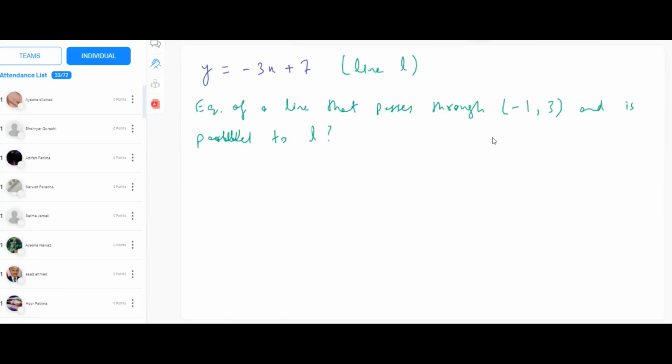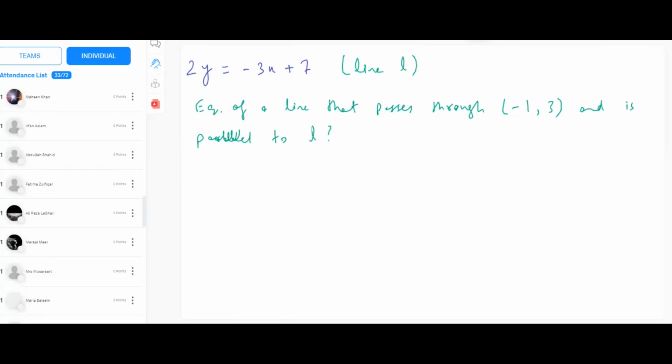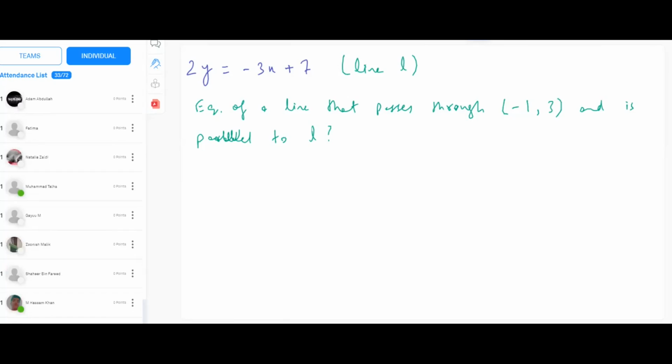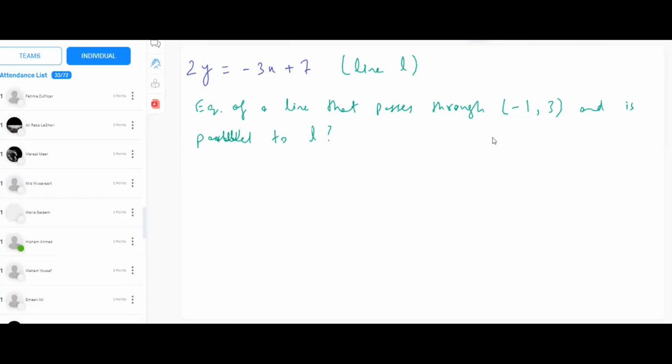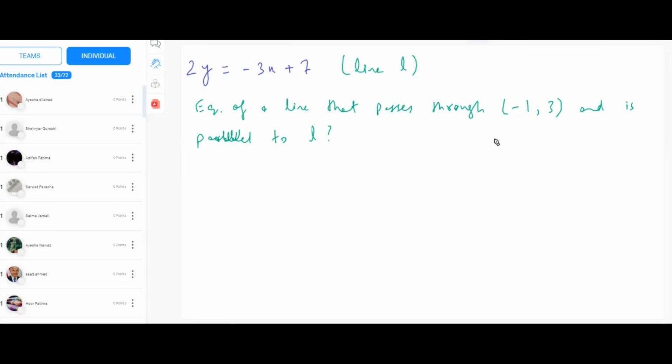अच्छा, मैं यहाँ पे थोड़ा सा इसको और भी चेंज करता हूँ, just to try to make it a bit more complicated. Let's say this is 2y here. Let's say you got this equation: 2y equals minus 3x plus 7. You want to find the equation of a line that passes through minus 1 and 3 and is parallel to this line. How do you figure this out?